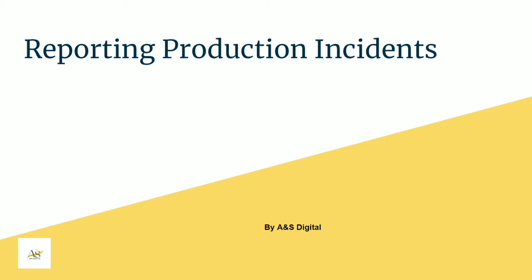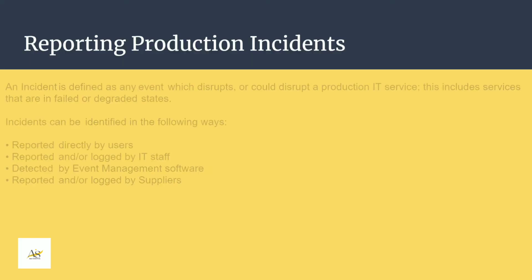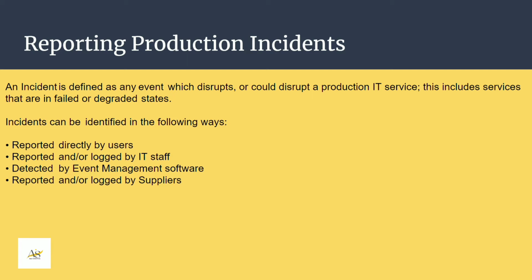So let's first of all try and define what is an incident. It's any event which disrupts or could disrupt a production service. It could be that some services are failing or they are in degraded states. Now, what's noted below is the different ways an incident can be reported to you. And number one is, of course, plain and simple: it's the users.